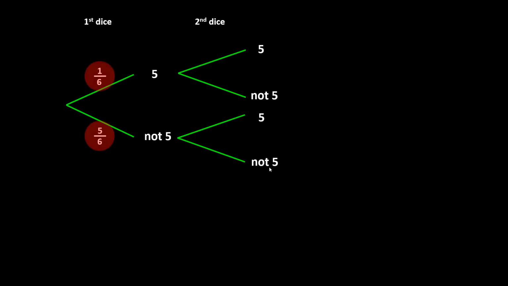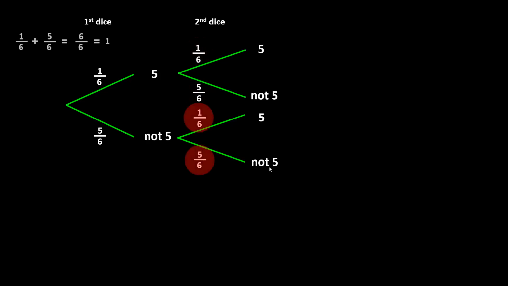What are we going to do with those to make sure we've got it right? Or make sure that we haven't made a terrible mistake, I should say, is add those up. We get 6/6, which is 1. That's nice. And in fact, the probabilities are just then repeated on the other sets of branches. So those two add up to get 1, and those two add up to get 1.